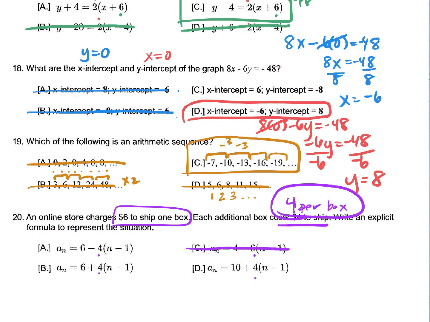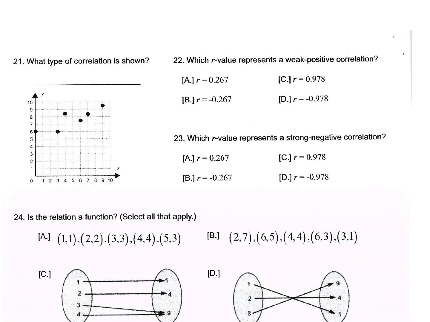So then we have the choice between the other 3. Out of these 3, we've got a +4, a +4, and then answer choice A has a -4. Well, it's not. They're deducting $4 per box. They're adding it. So that's out. And then we have 2 choices, B and D. The change between those, or the difference between those, is the starting value. So the starting value was $6 to ship one box, and then 4 per every other box.